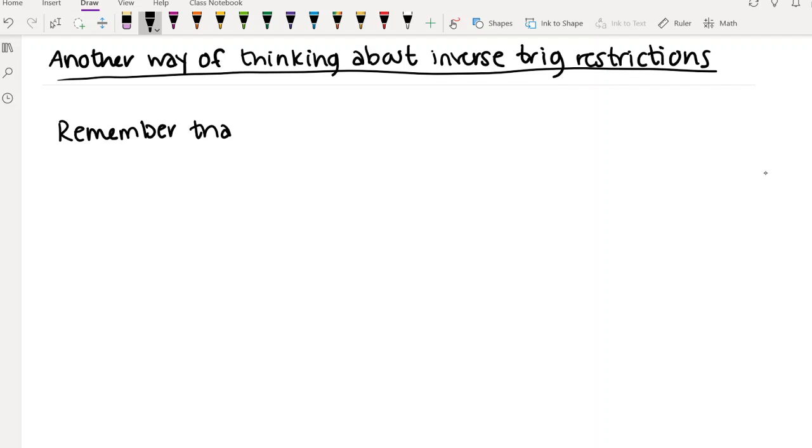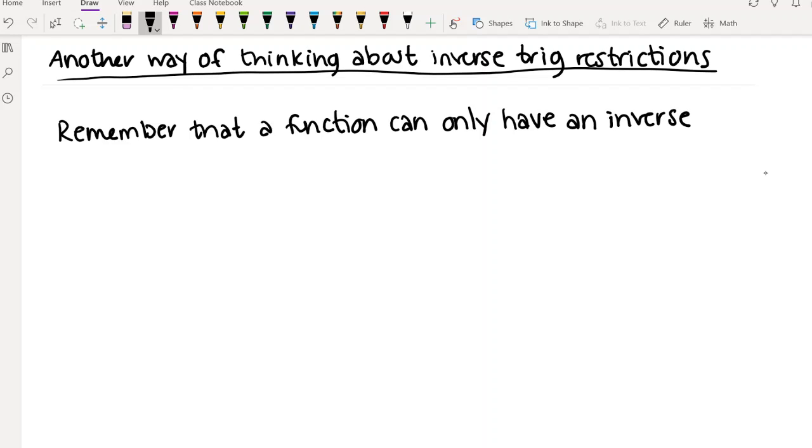that a function can only have an inverse function if it is 1-to-1. And what does 1-to-1 mean? It basically means that every input you plug in gets a different output.